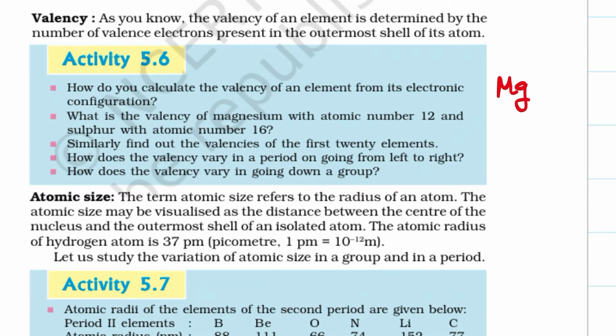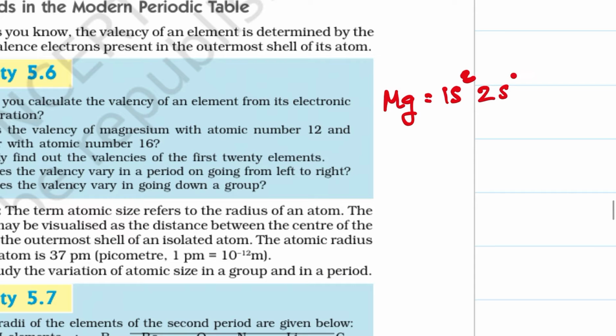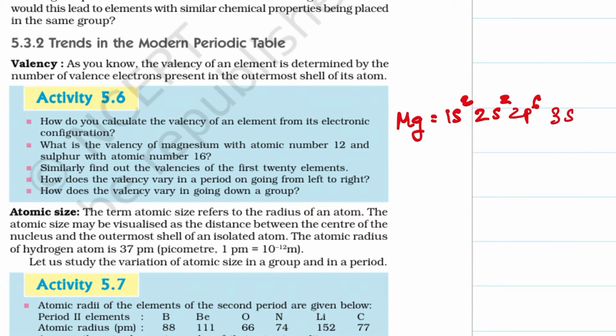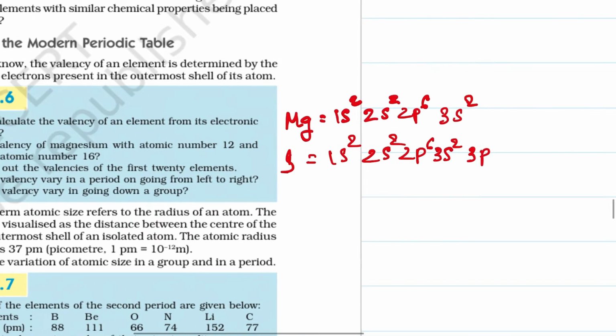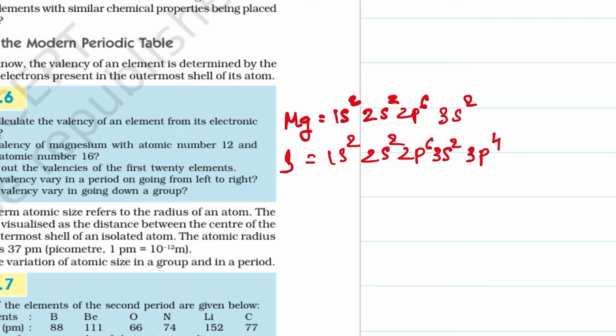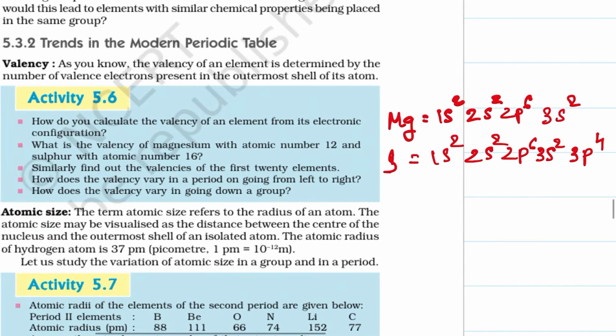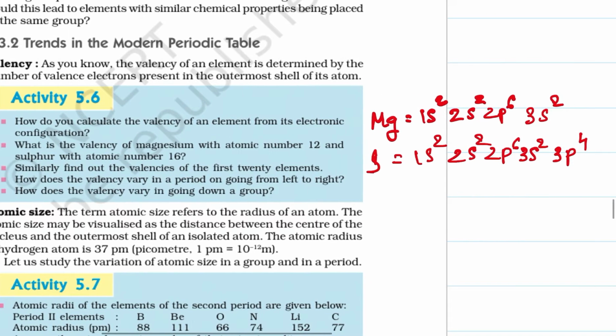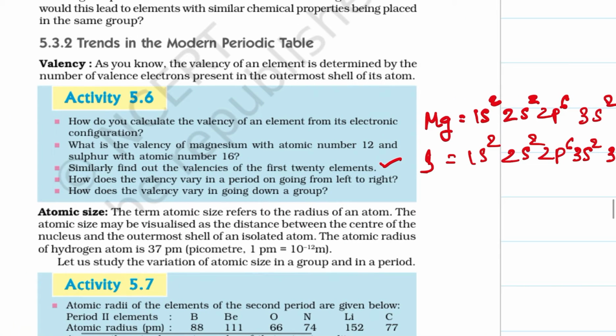So if you have atomic number 12, it is 1s2, 2s2, 2p6, 3s2, that is 12. And sulfur, which is 16: 1s2, 2s2, 2p6, 3s2, 3p4. Similarly, find out the valency of the first 20 elements. That would be your homework.